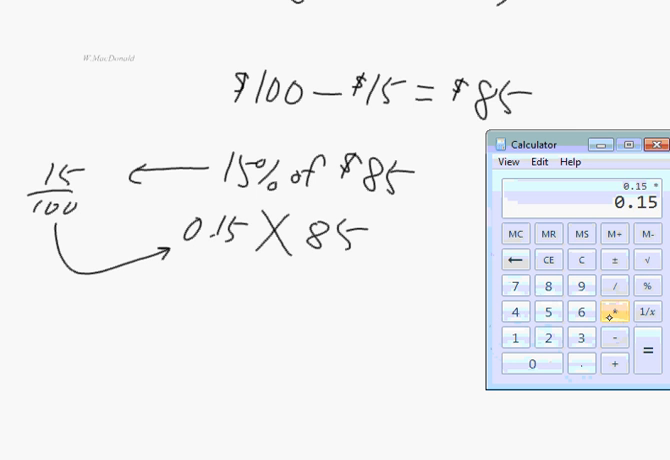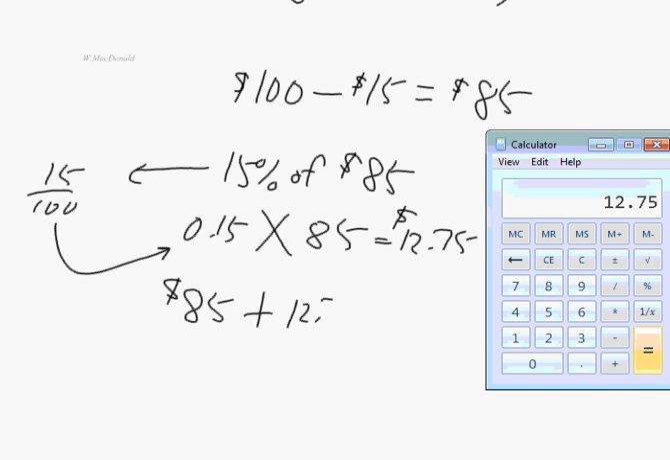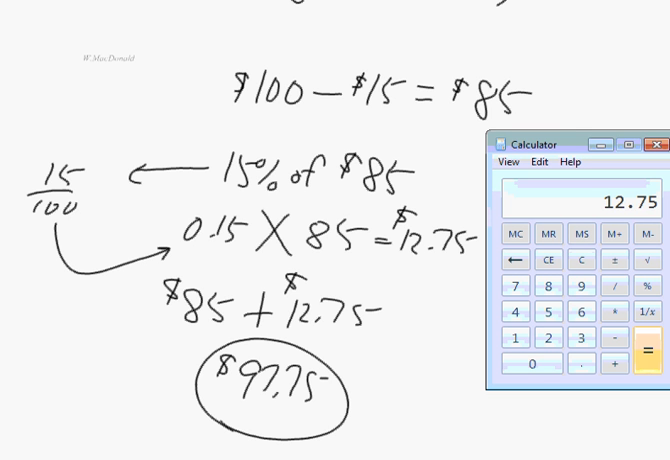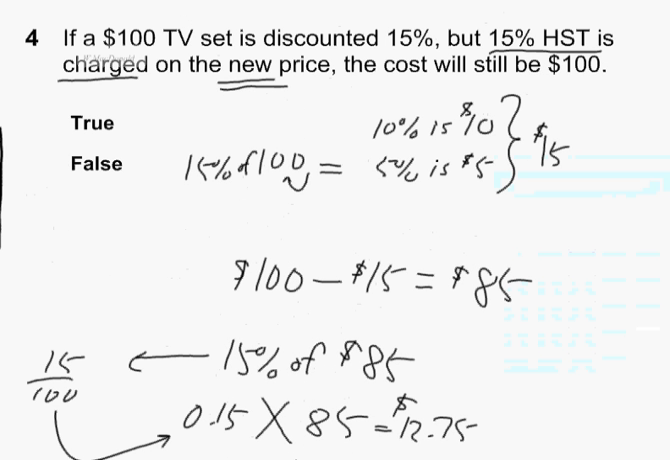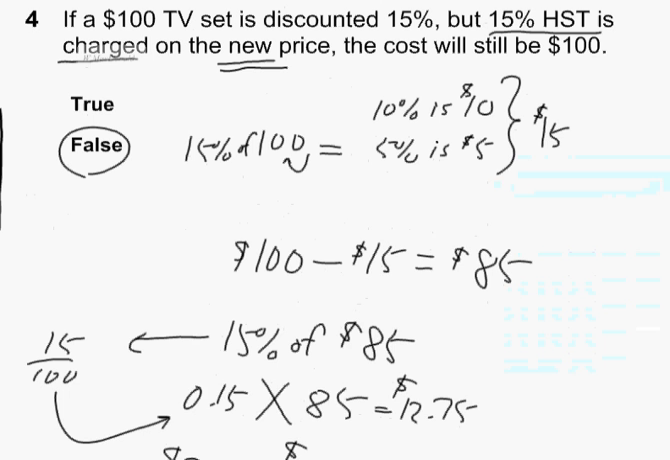15% of $85, which is the sale price. So the tax, or the HST, on this will be $12.75. So you take your $85 discounted TV and you add $12.75, and you get $97.75. That is the new price, which is not $100. So if you go back to our question, it said it'll still be $100. The answer is false. The new price will be $97.75.